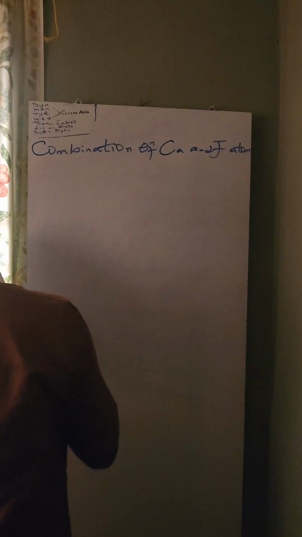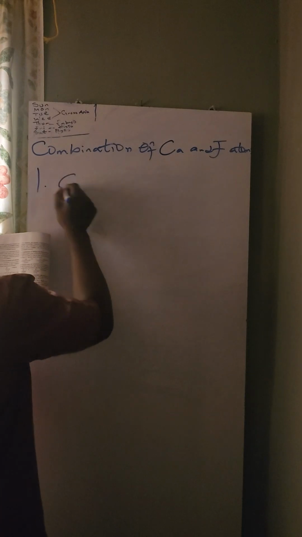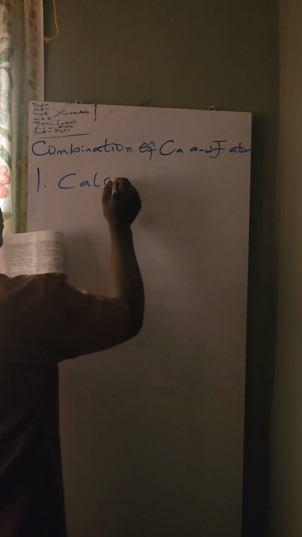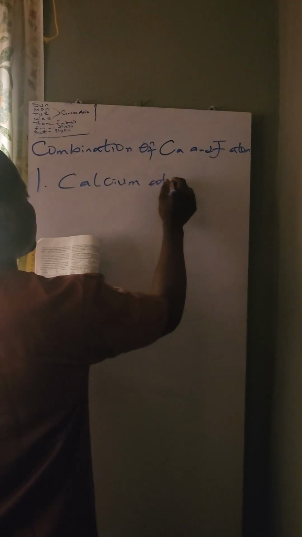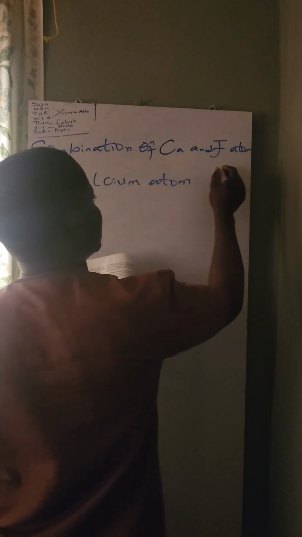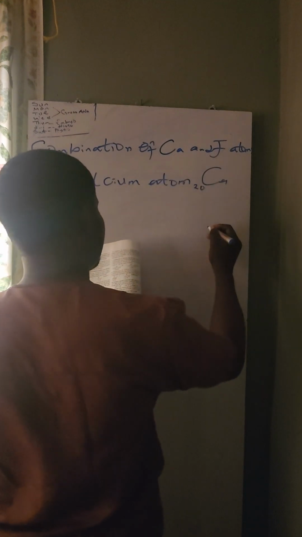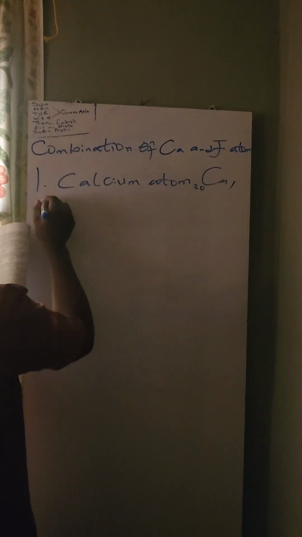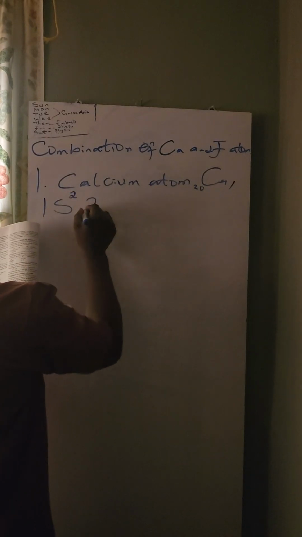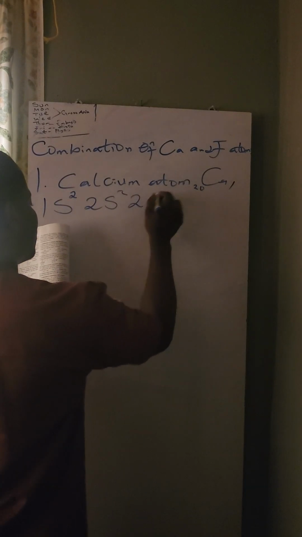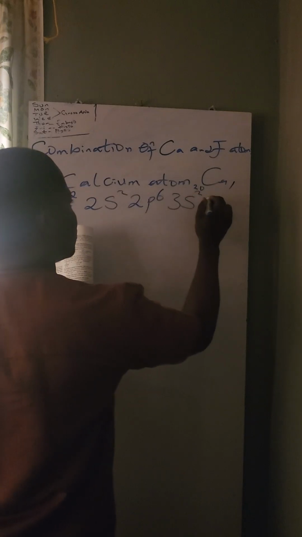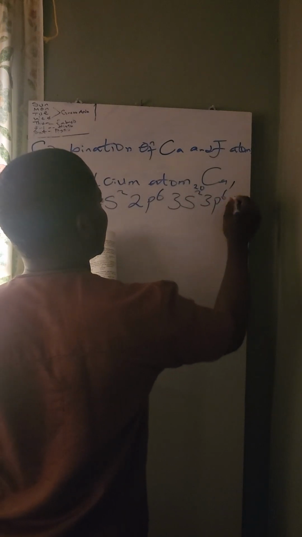Let's do this. Calcium atom. It is Ca, atomic number 20. This is the electron configuration: calcium has 1s2, 2s2, 2p6, 3s2, 3p6, and 4s2. That's the electron configuration of calcium.